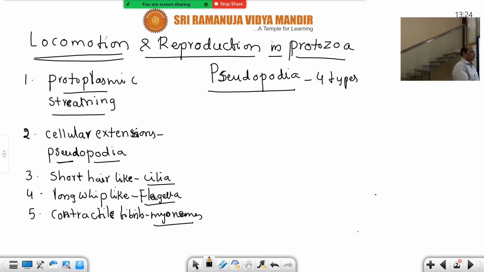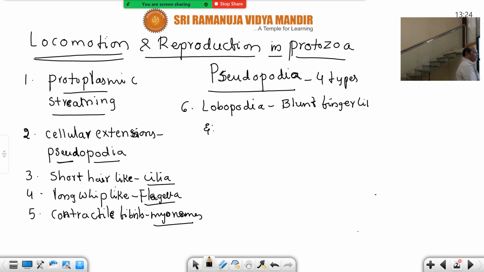In the question bank you have seen it already. So take the four types of pseudopodia on that basis. What are those four types, you know? Lobopodia are the pseudopodia that are blunt, finger-like. Blunt finger-like pseudopodia are called lobopodia.